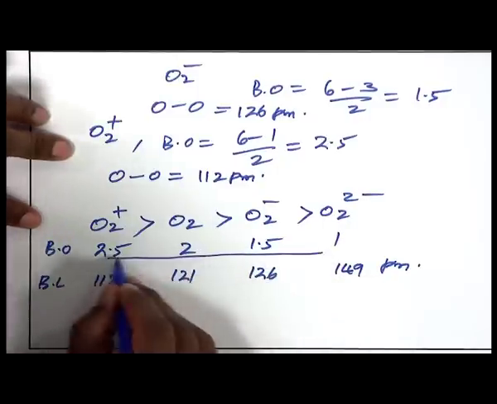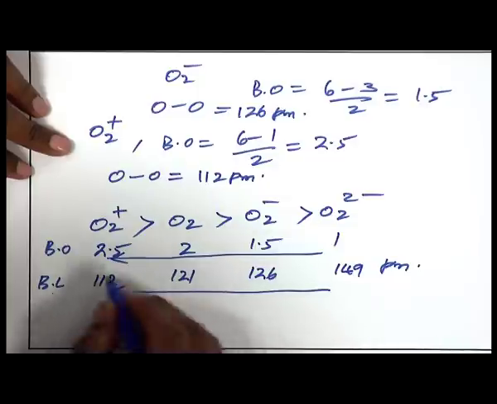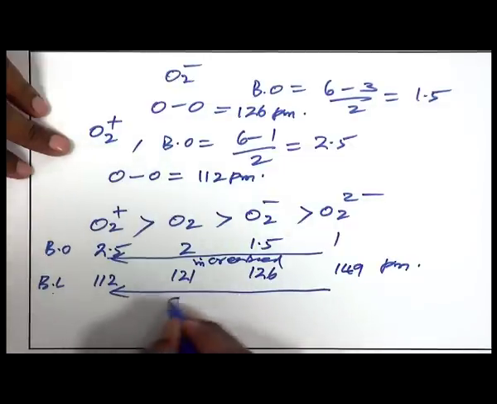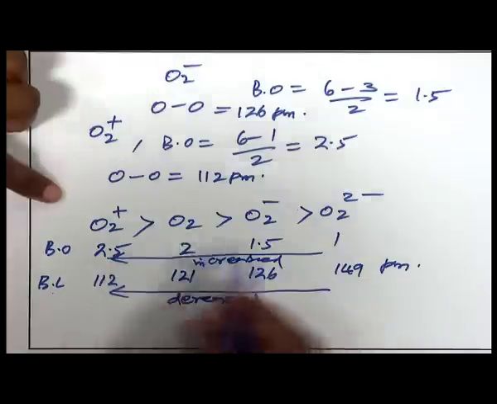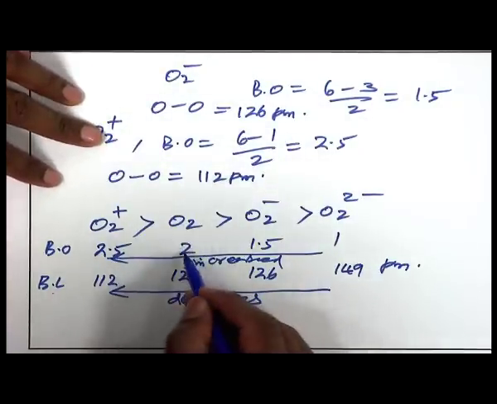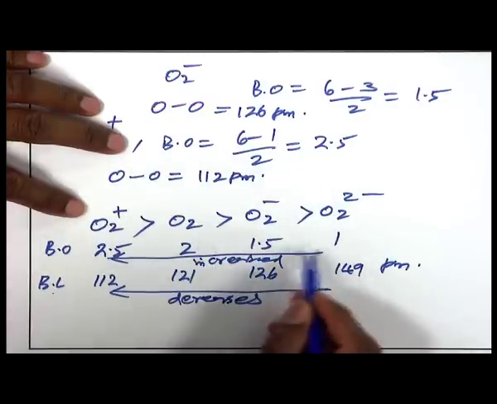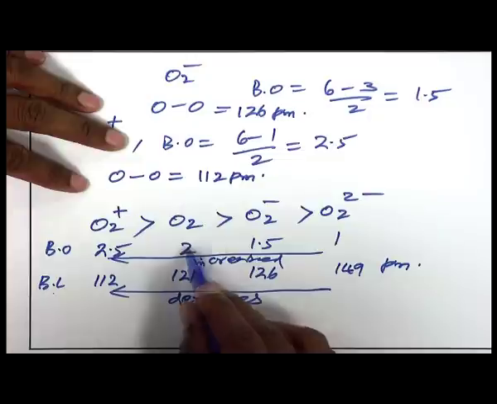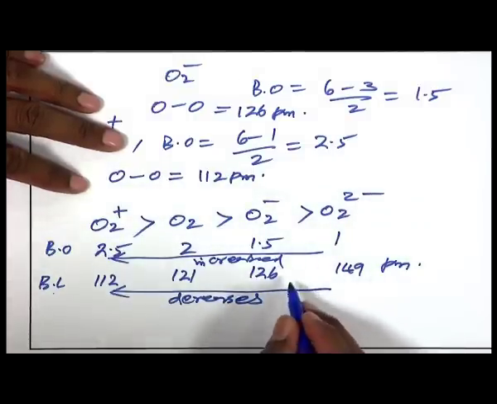As the bond order increases, the bond length decreases, as shown here. Also you can see for O2 the bond order is 2, and for O2 2 minus the bond order is 1, and for O2 minus it is 1.5, that is in between these two. Similarly, the bond length is 149 here and 121 here, so the bond length of O2 minus is between 121 and 149, that is 126 picometer observed.